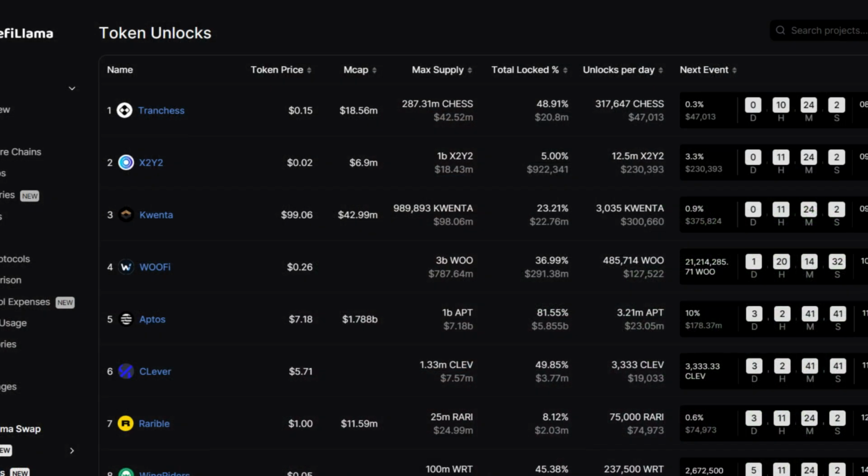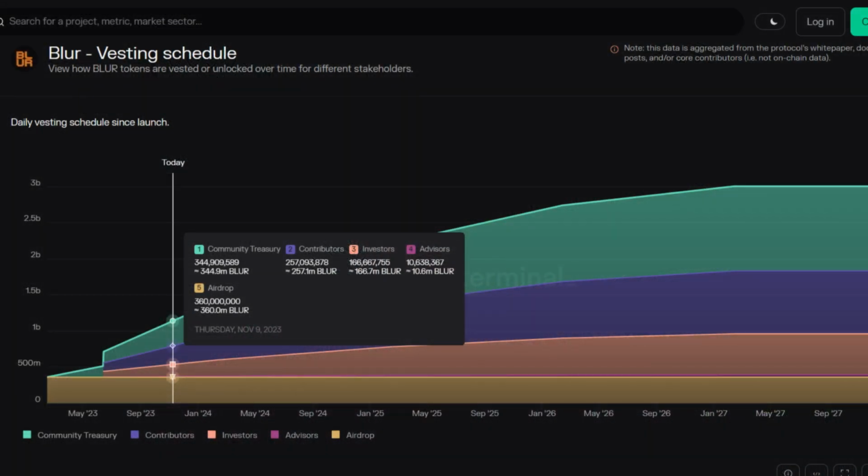This will give you an idea of how the project intends to inject extra supply into circulation. Apart from token unlocks, look for token vesting schedule, especially for newer projects. The token vesting schedule is a crucial price control mechanism that prevents investors from selling their shares before a predetermined amount of time. This ensures that the investors do not simply sell and run away with the profits.